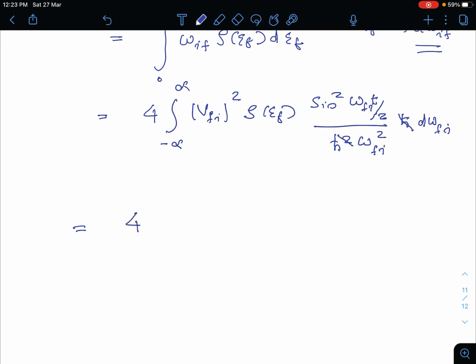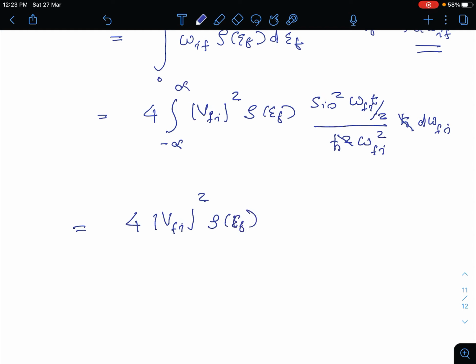Then the V_fi we consider to be a constant potential, so that I can take it outside, mod square. Then rho(E_f), what is rho(E_f)? The number of levels near the final energy states per unit energy. That is the energy density. Because it's a continuum of very closely packed energy states, that also can be taken outside.